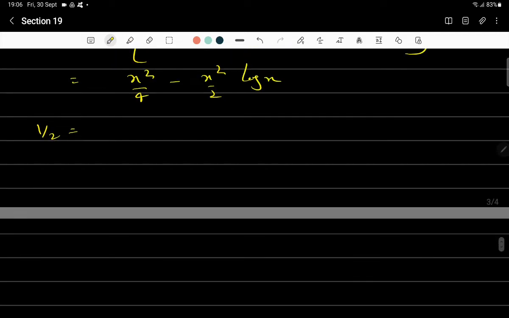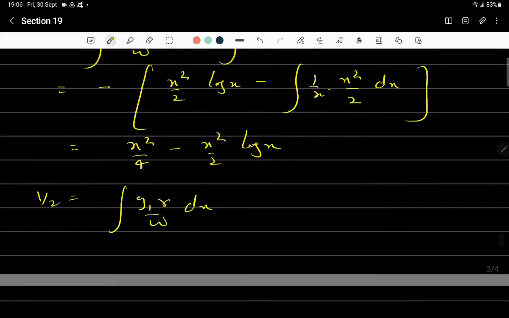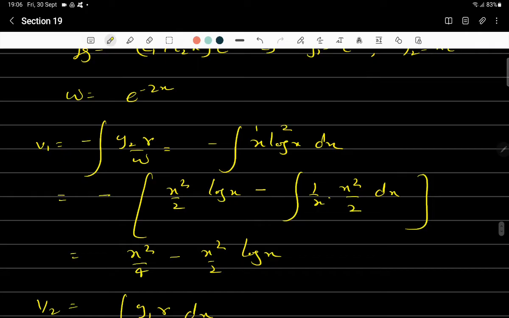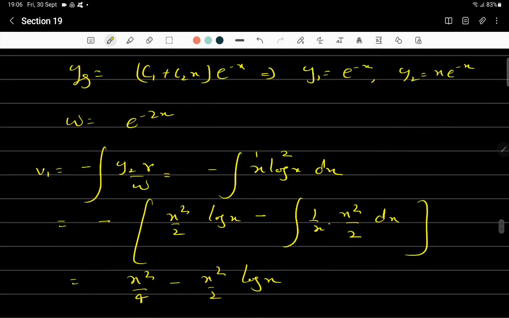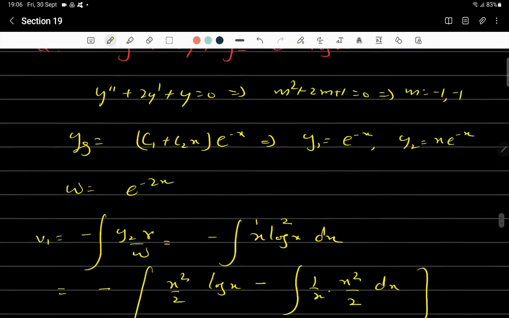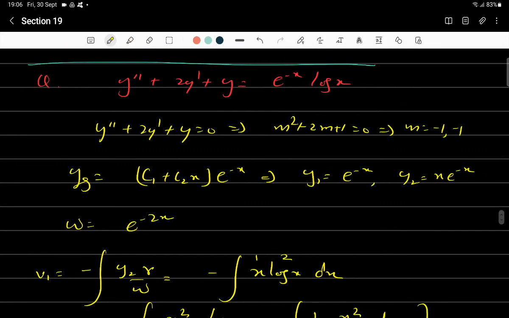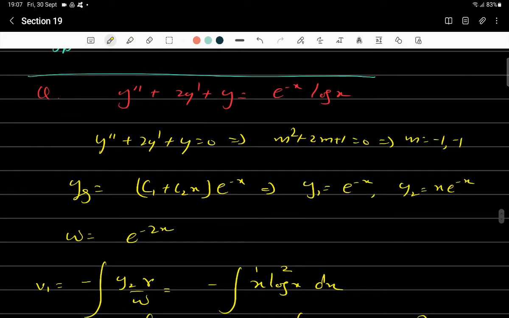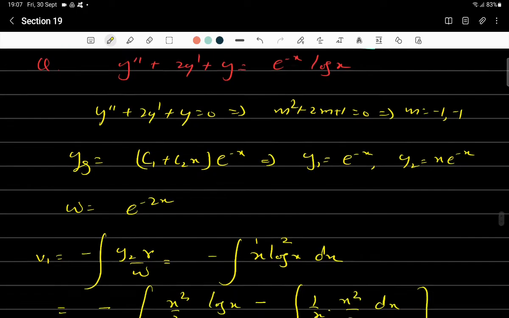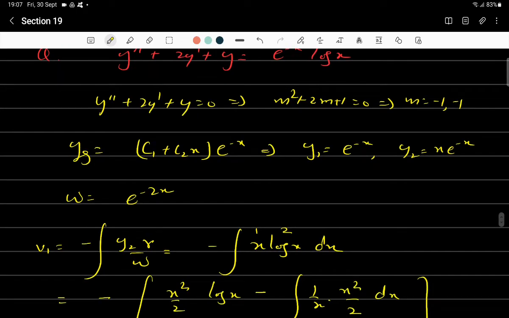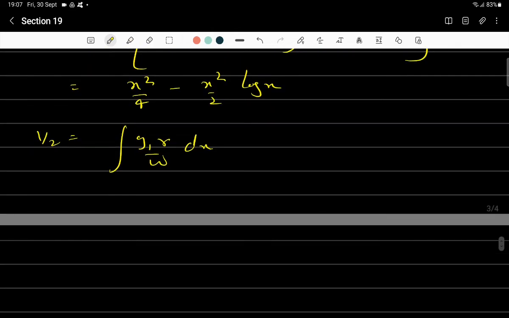Similarly you compute v2, which is y1 r by w dx. Here the only thing is that when you wrote w as e raised to the power minus 2x, it cancels out with r of x, because r of x is e raised to the power minus x log x, and y1 is e raised to the power minus x. So e raised to the power minus 2x would cancel out, and that's why it gets into the simplified form.